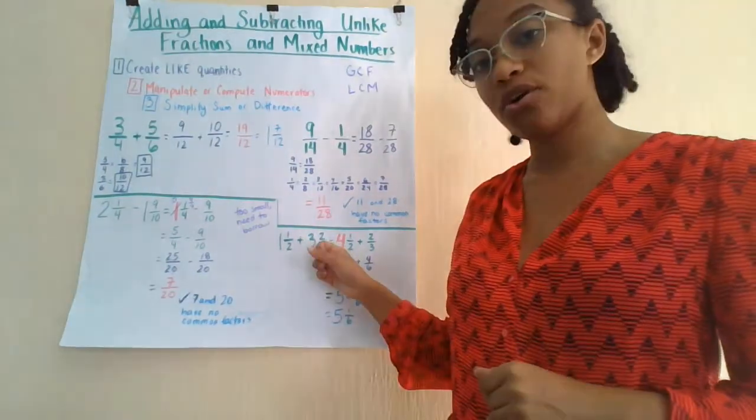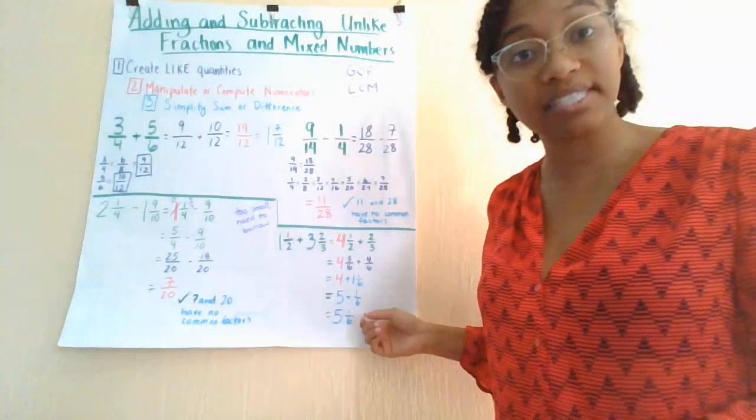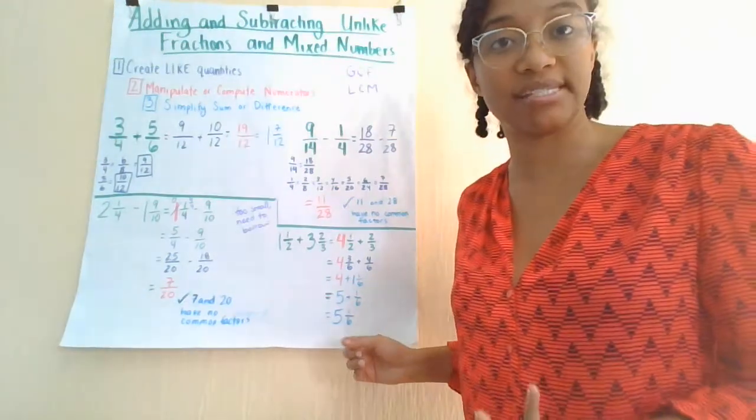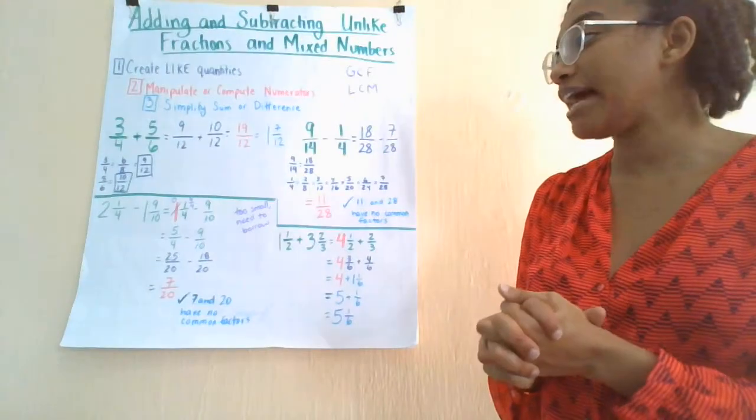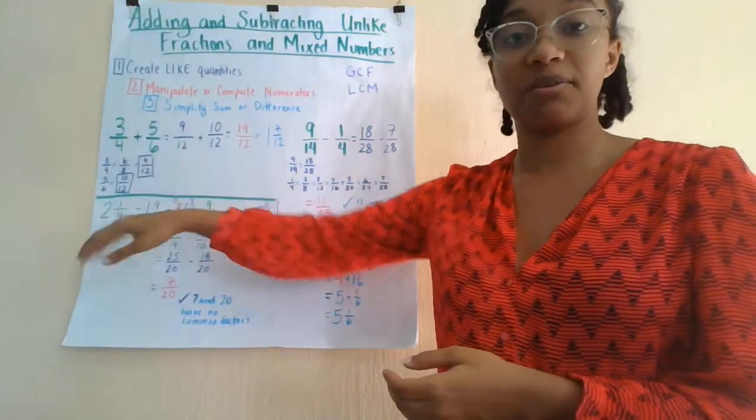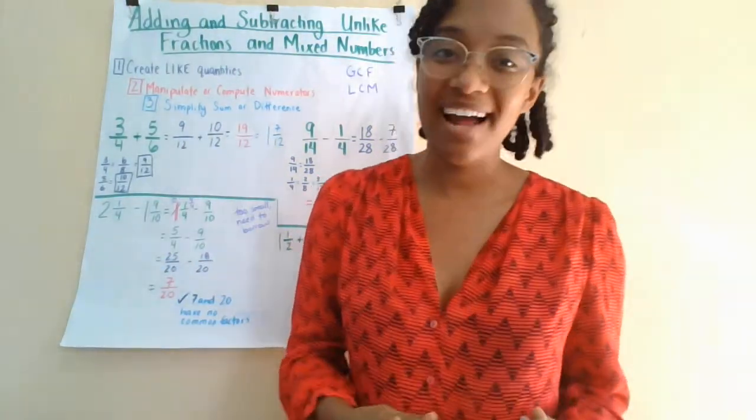2 plus 4 is about 6. 5 and 1/6 is pretty close to 6. So that means we've done our job. Now let's move over and try our last problem. This is a subtraction problem. This is where some students might have some difficulties.